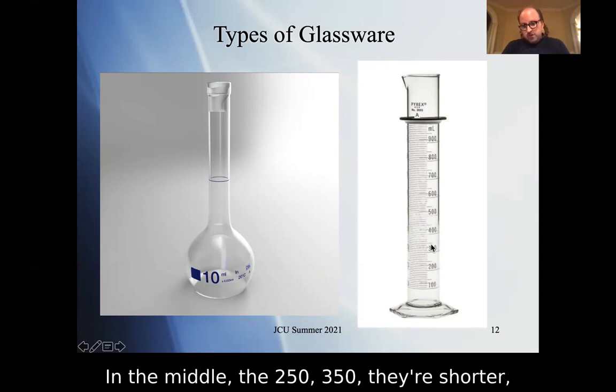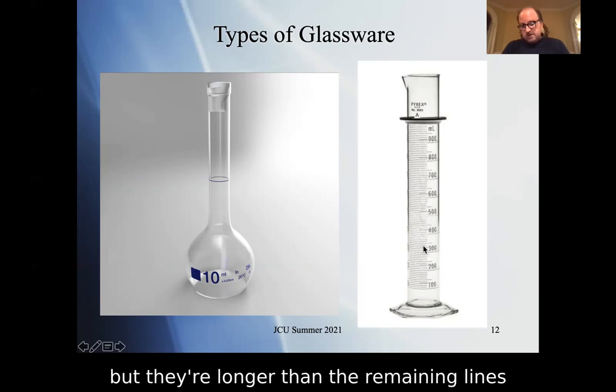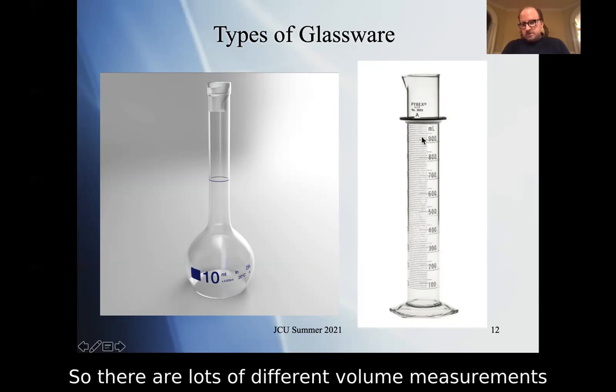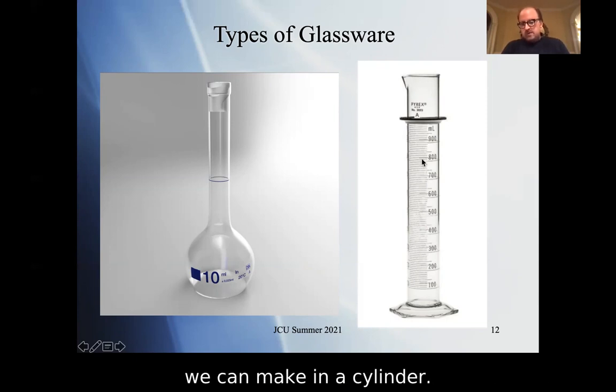In the middle, the 250, 350, they're shorter, but they're longer than the remaining lines, which are in between. Right, so there are lots of different volume measurements we can make in a cylinder.